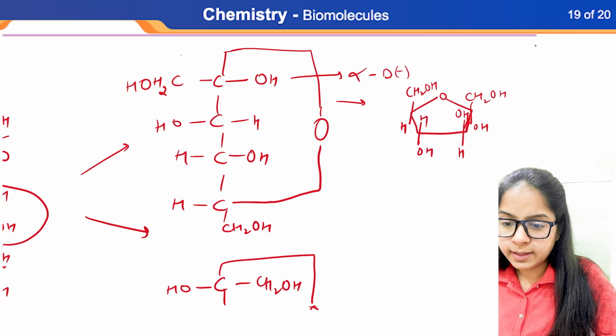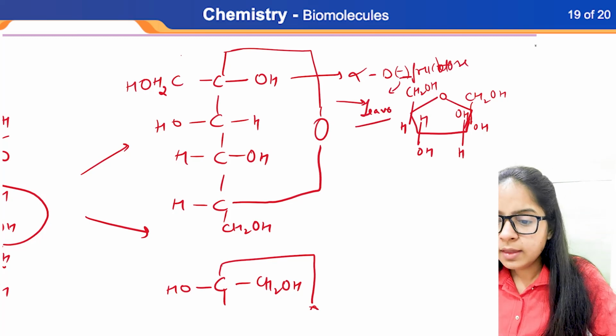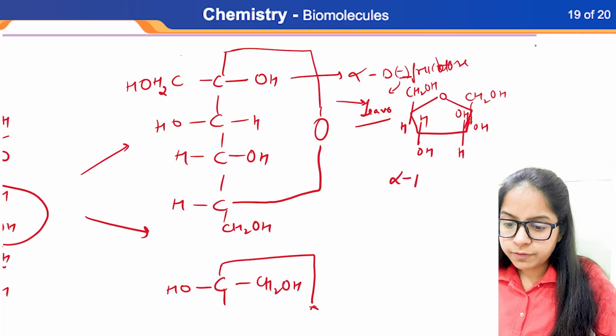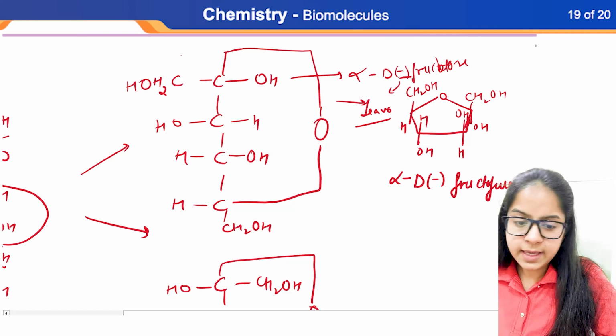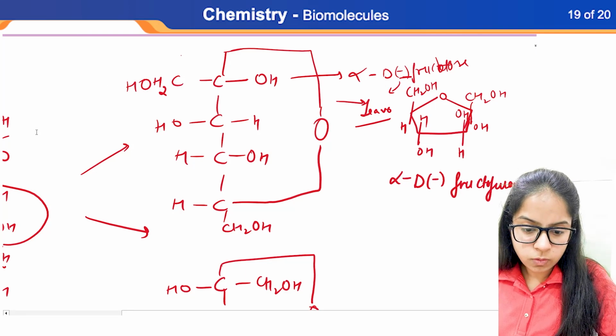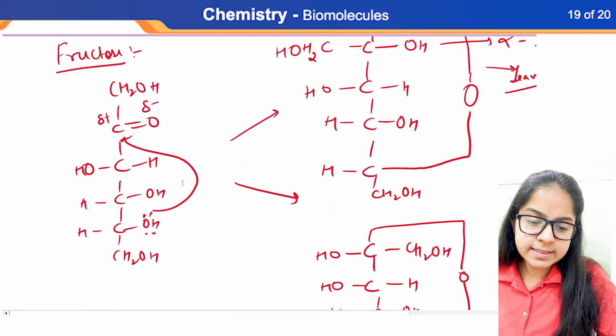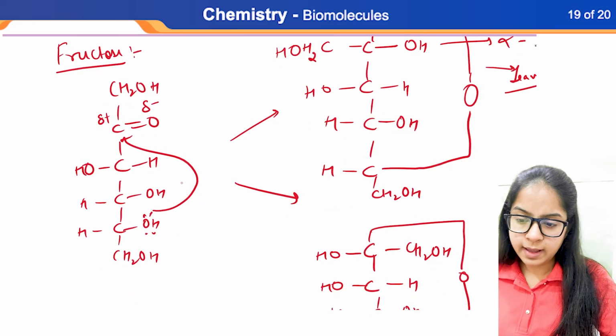Alpha D minus fructose. But remember, this negative is for the levo. This is alpha D minus fructofuranose. D is for the OH group that is present on the right side of this carbohydrate.